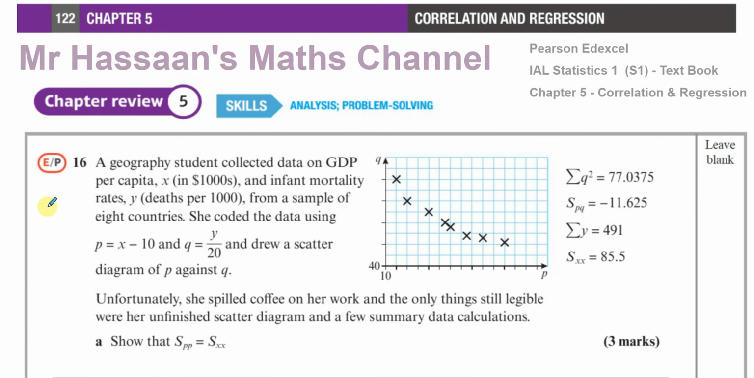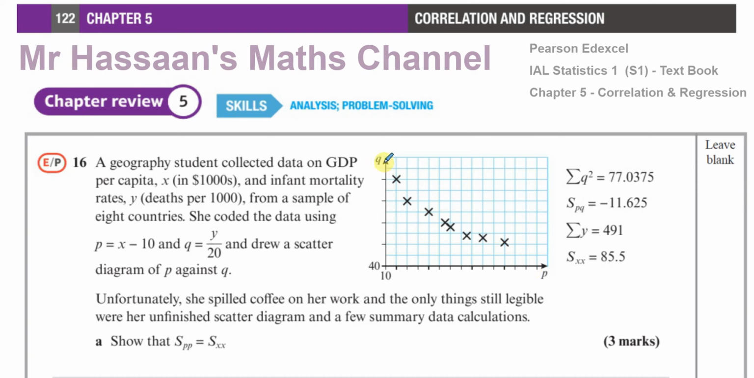So basically, we're told that a geography student collected data on GDP per capita, meaning the gross domestic product per person in the country, which is denoted by X in thousands of dollars, and infant mortality rates, which is denoted by Y, which is basically the deaths per 1,000 of the population, from a sample of 8 countries. She coded the data using P equals X minus 10 and Q equals Y over 20 and drew a scatter diagram of P against Q. Actually, it's Q against P.